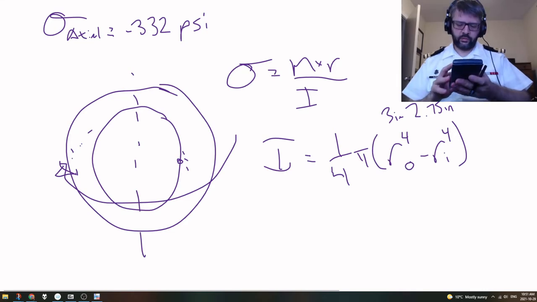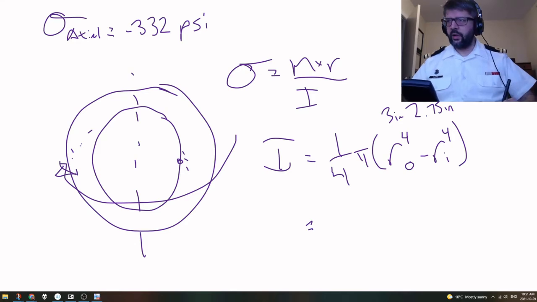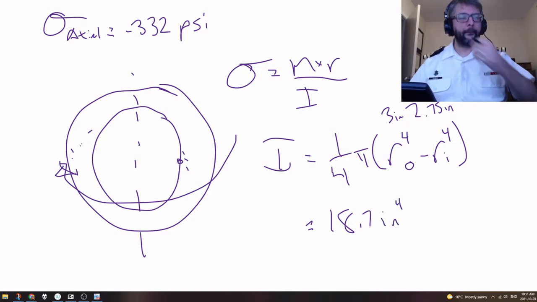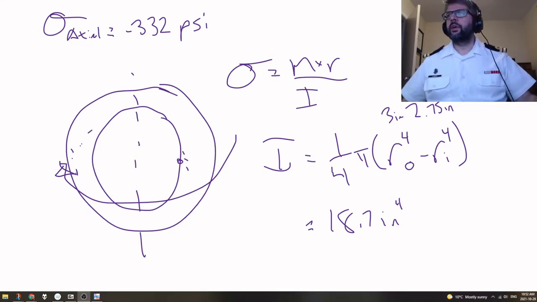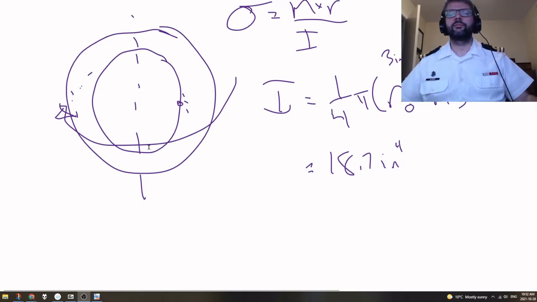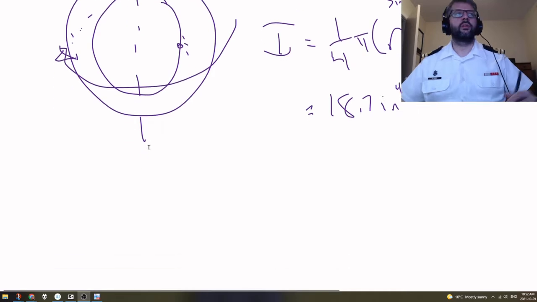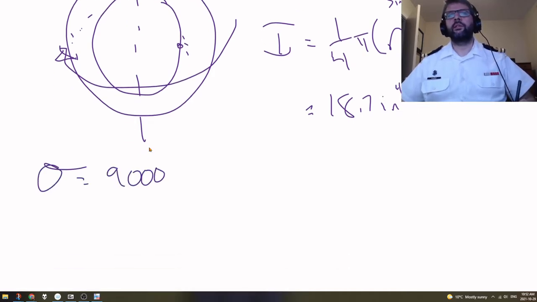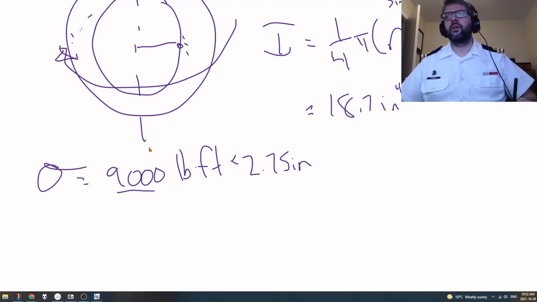So that gives us 18.7 inches to the 4th. So plugging in our 9,000 pound-feet for a moment, 9,000 pound-feet times our R here, which is going to be 2.75 inches, divided by 18.7 inches to the 4th.